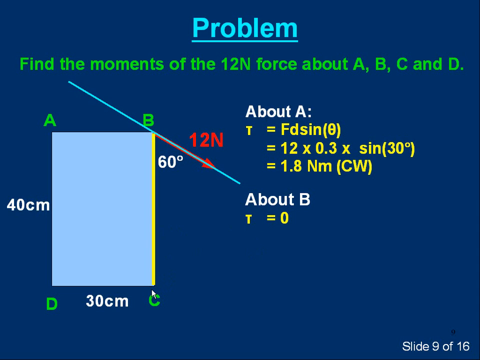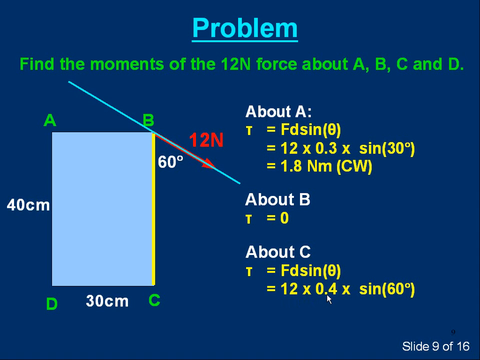Let's do the moment about point C. There's a point we're taking moments about, C. The point on the line of action is B. So that yellow line is the one we need the length of. It's 40 centimeters. The angle we need is the angle between BC and the line of action. So this time it is 60 degrees. So the moment of the force about point C is 12 newtons times 0.4 meters times sine of 60. Comes to 4.2 Newton meters clockwise.